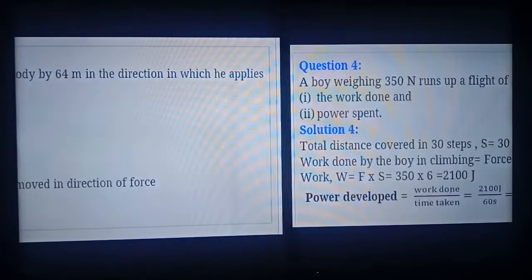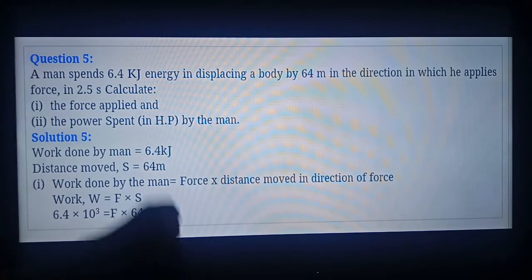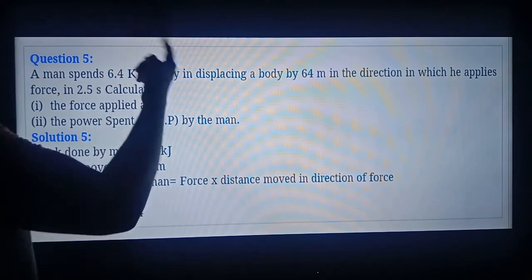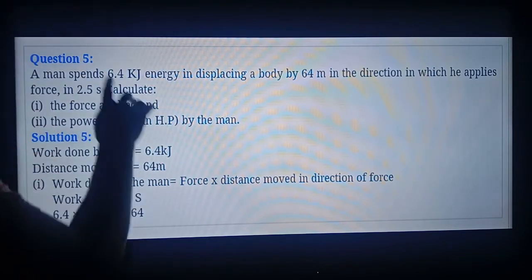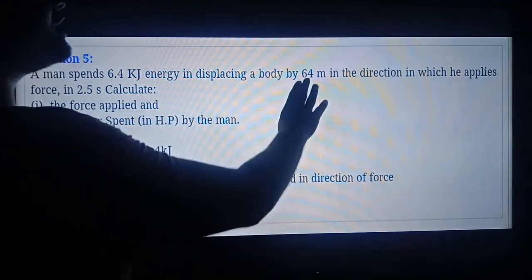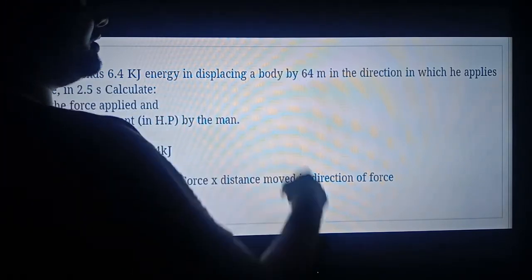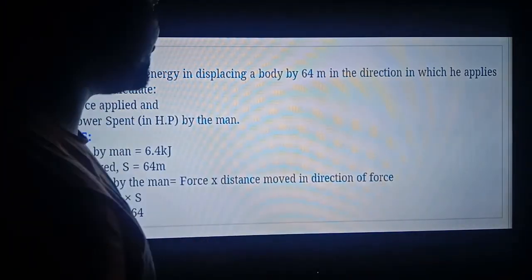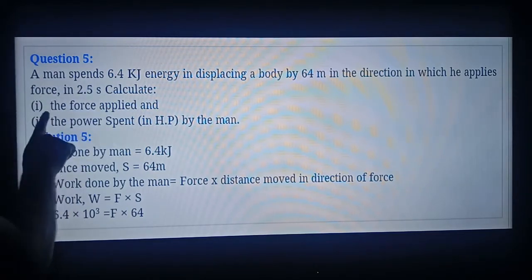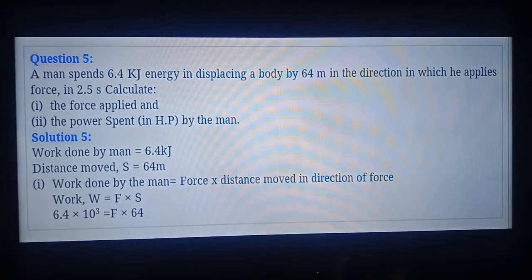Let's see question number 5, the last question. A man spends 6.4 kilojoule. Kilojoule converts into joule by multiplying by 1000, or 10 raised to power 3. Energy in displacing a body by 64 meter. This is the distance. This is work or energy and this is distance, in the direction in which he applies force, in 2.5 seconds. This is time. Calculate the force applied. So distance you know, work you know, so force you can calculate.